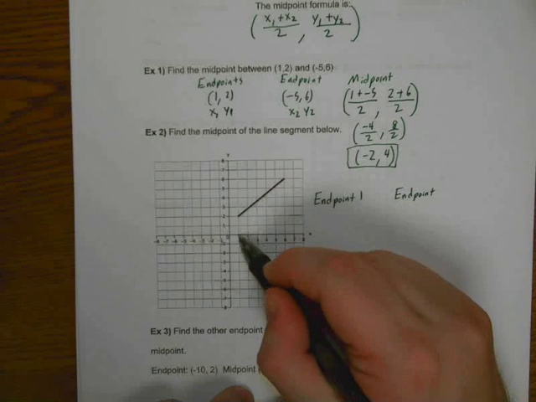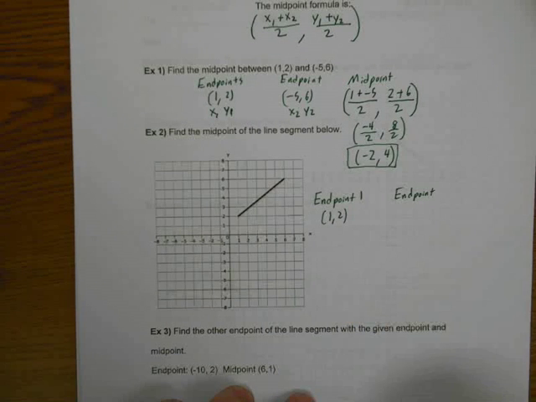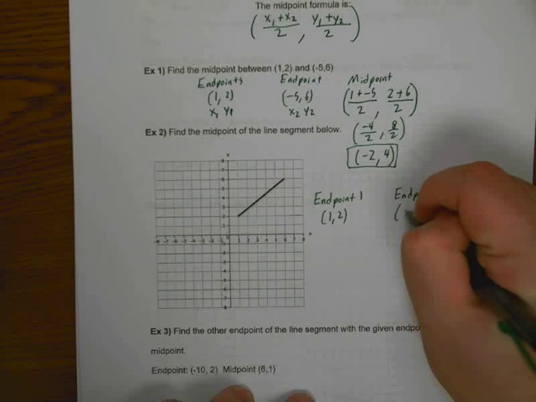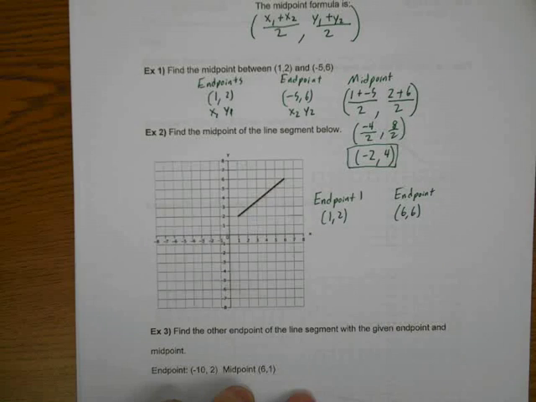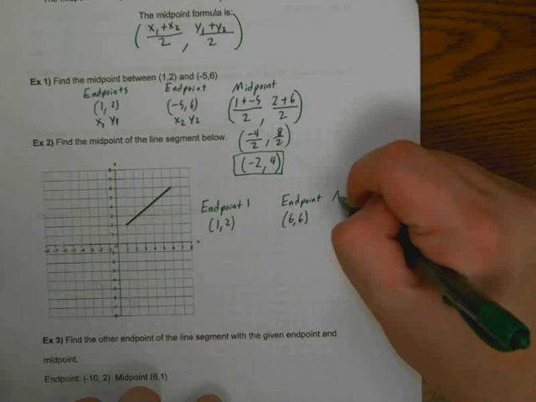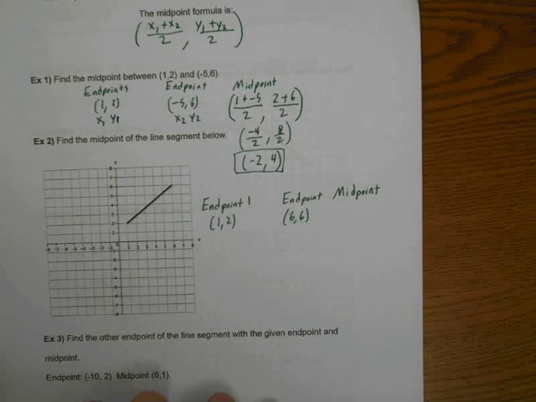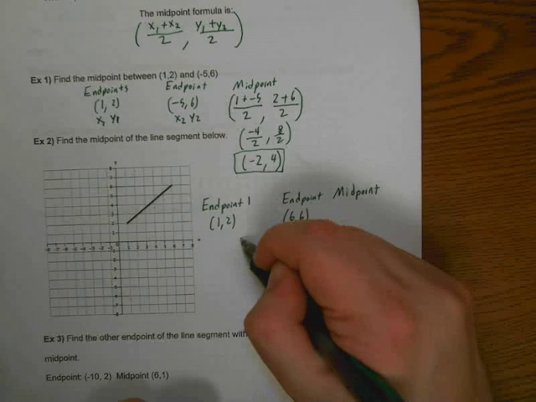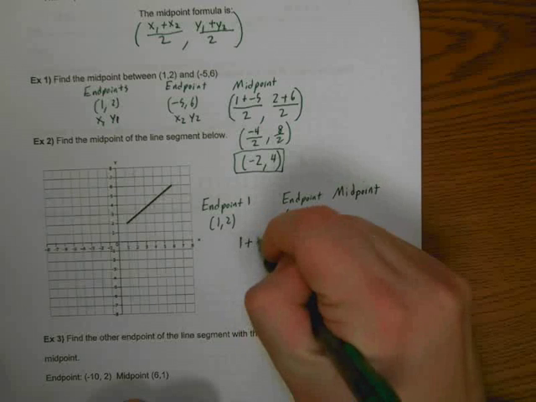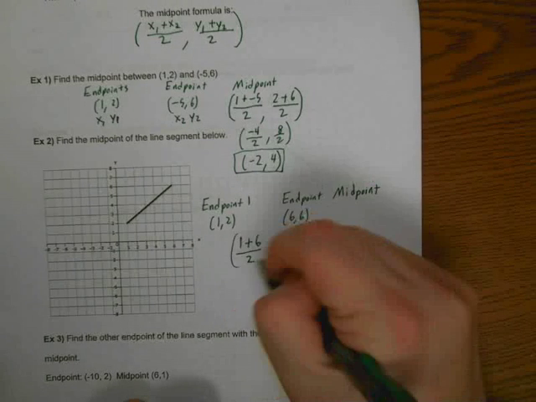My first endpoint, if I look at the graph, we went over 1 and up 2. So our endpoint would be 1, 2. For our second endpoint, we go over 6 to the right and then up 6. So our endpoint will be 6, 6. And we need to find our midpoint. So we plug into our formula. The first thing we want to do is add our x's together. So we're going to have 1 plus 6, and we're going to divide by 2.